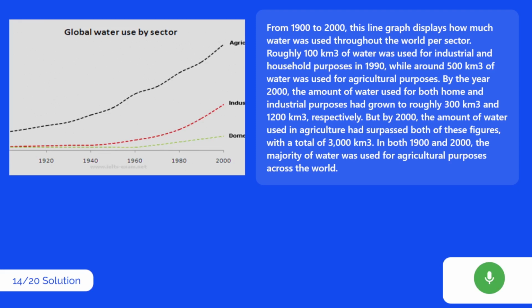From 1900 to 2000, this line graph displays how much water was used throughout the world per sector. Roughly 100 cubic kilometers of water was used for industrial and household purposes in 1990, while around 500 cubic kilometers of water was used for agricultural purposes. By the year 2000, the amount of water used for both home and industrial purposes had grown to roughly 300 cubic kilometers and 1,200 cubic kilometers, respectively. But by 2000, the amount of water used in agriculture had surpassed both of these figures, with a total of 3,000 cubic kilometers. In both 1900 and 2000, the majority of water was used for agricultural purposes across the world.